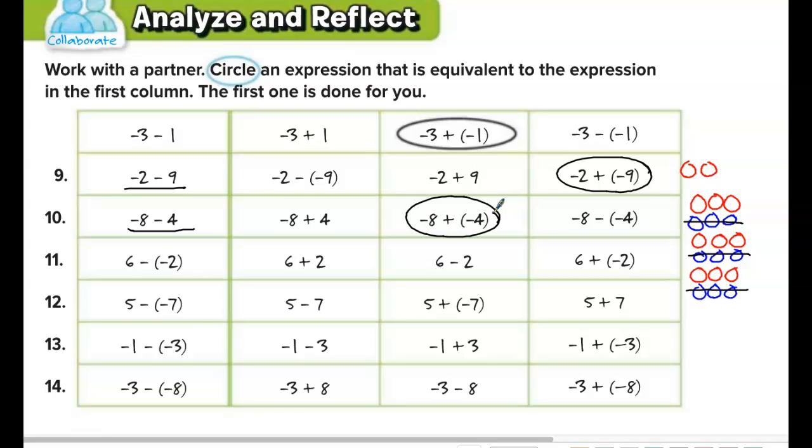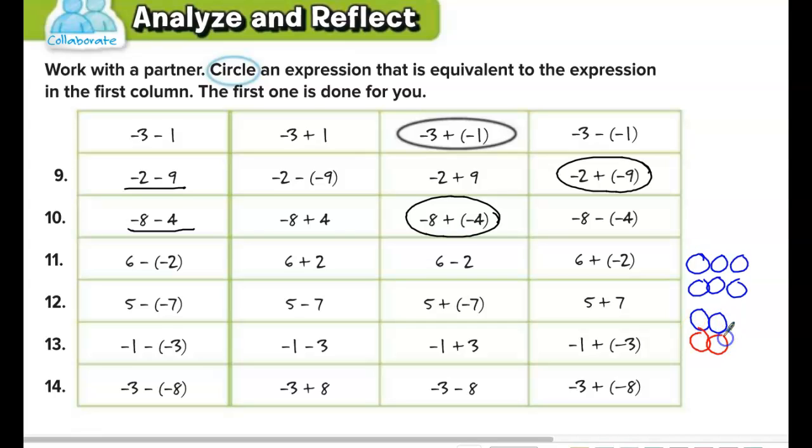On number 11, if I started off with 6 positives, and I need to take away 2 negatives, do I have 2 negatives to take away? No, so I add 2 positives. 2 0 pairs. Then I take away my 2 negatives. So I really added what? 2 positives. So which is the same? The first one. 6 plus 2.